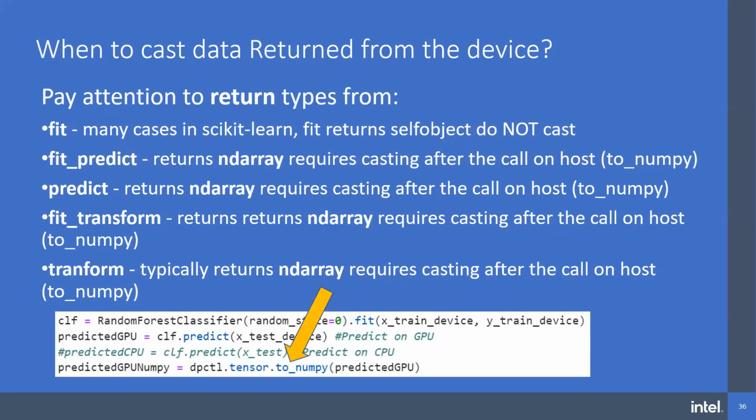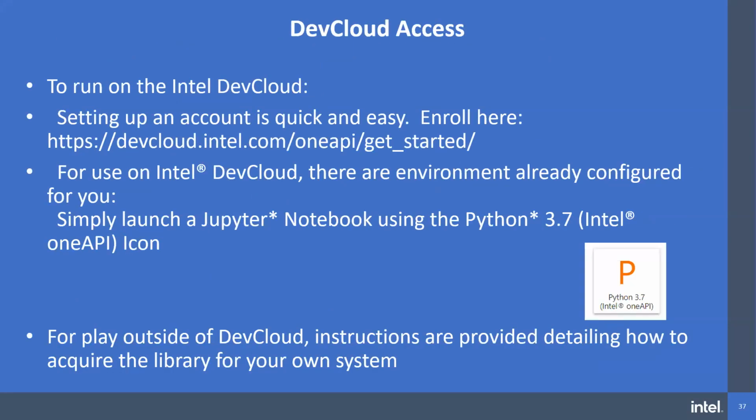Now, fit predict typically in the stock version of Scikit-learn returns an ND array. And so that means that if it's on the GPU, it won't return the ND array, it will return the DP control tensor instead. So we do have to cast it back to a NumPy array. Same thing with predict, same thing with fit transform, same thing with transform. So all you have to do is make sure that you have this extra line of code that takes your result from your prediction and casts it back to an ND array as follows. It's not a hard step, it's just something you have to remember conceptually, and that's why we put these slides together. So that is pretty much the discussion, and I went through this fairly quickly.